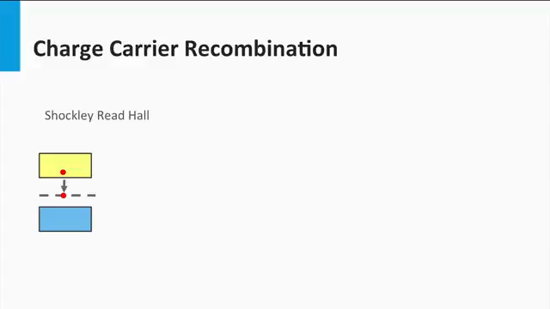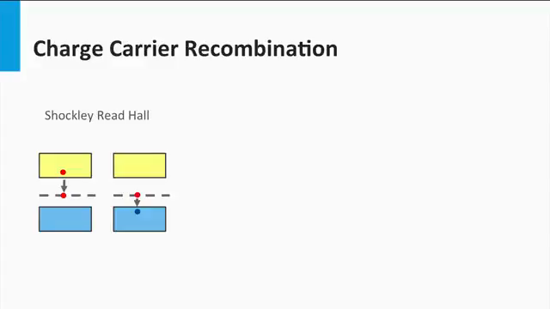Let's start with the last one, Shockley-Read-Hall recombination. The origin of this mechanism is the trapping of the mobile electron at defects that have an energy state in the bandgap. The electron is trapped until a mobile hole finds the electron, after which both charge carriers recombine.